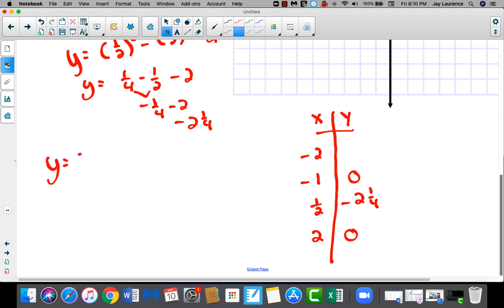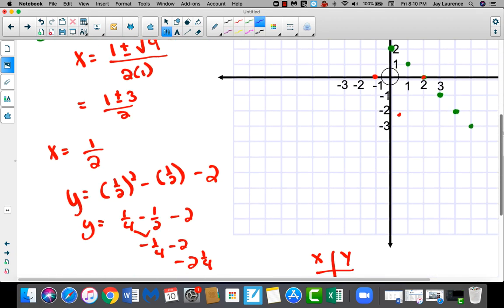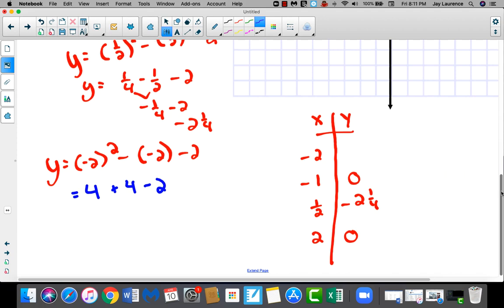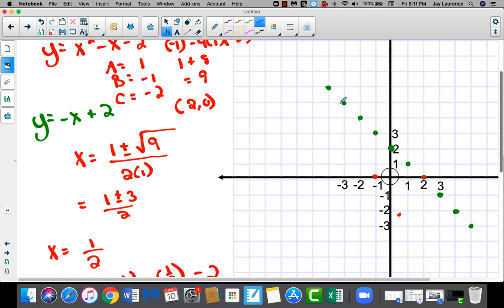So I'm going to have y equals -2 squared minus -2 minus 2, right? Did I get the equation right? Let me make sure. x squared minus x minus 2. Yeah. Okay, so that's all good. So this is going to be 4, and this is going to be 4 minus 2. And that's going to be 6. So that's not hitting where I thought it was going to hit. That's puzzling me a little bit. Something's telling me I have a silly mistake somewhere. I don't see it. Maybe you do. Hold on one second. I'm going to pause the video.